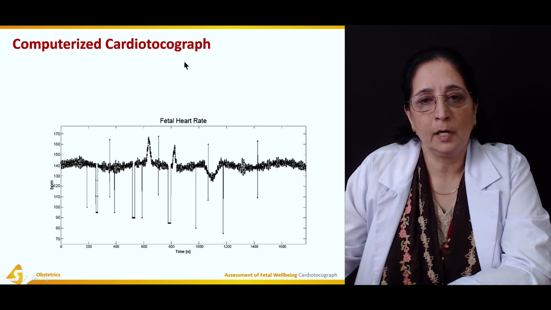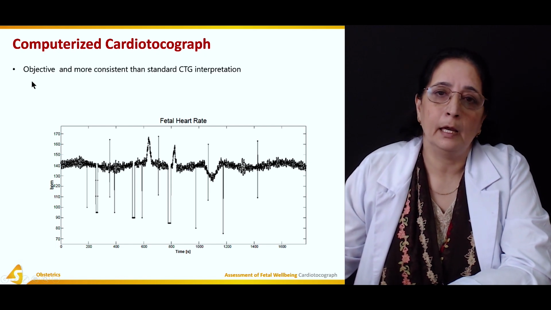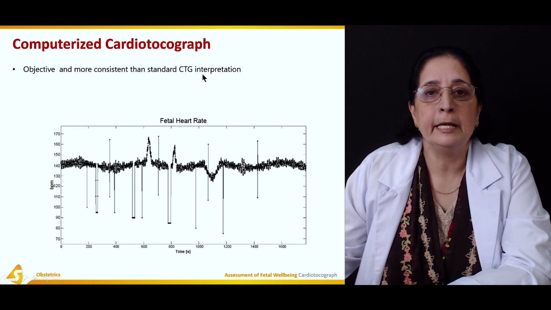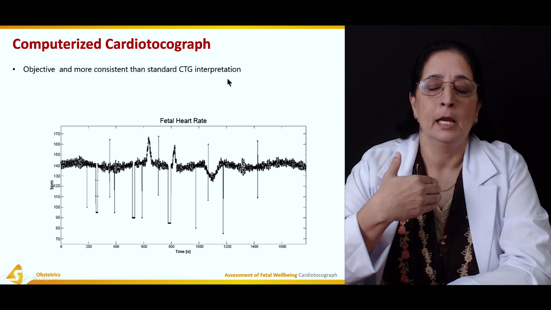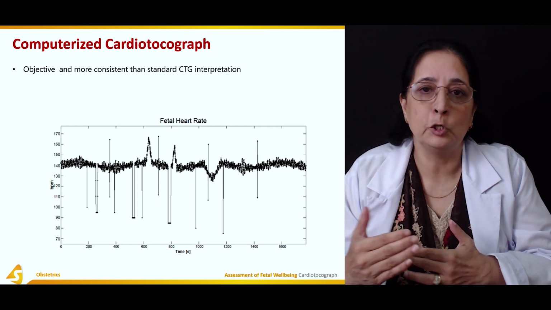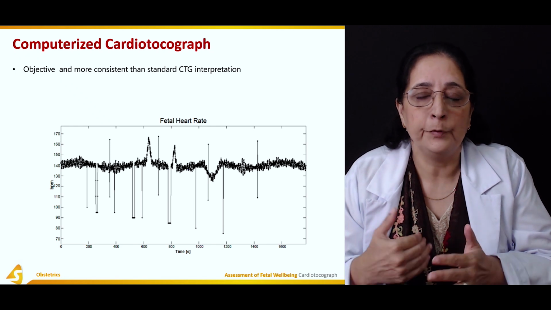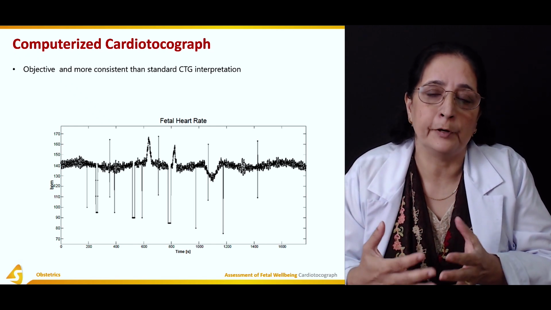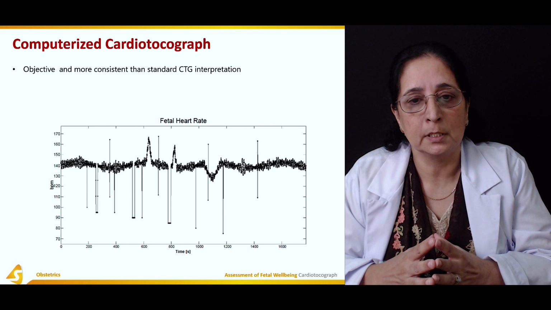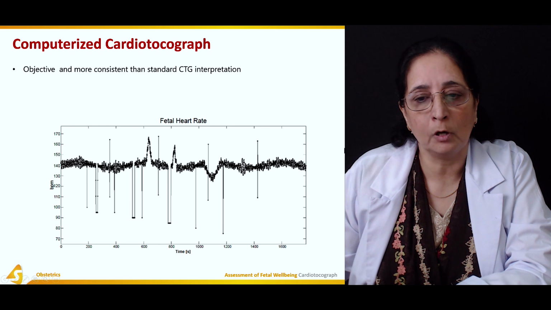This is the computerized cardiotocograph. This is objective and more consistent than central cardiotocograph interpretation. Since human errors are present in subjective cardiotocograph interpretation, computerized cardiotocograph interpretation is more objective as compared to standard. So in this, its interpretation is done by the use of computer.